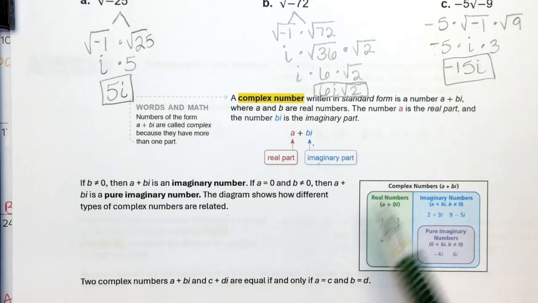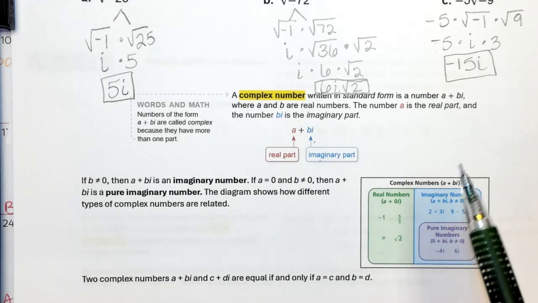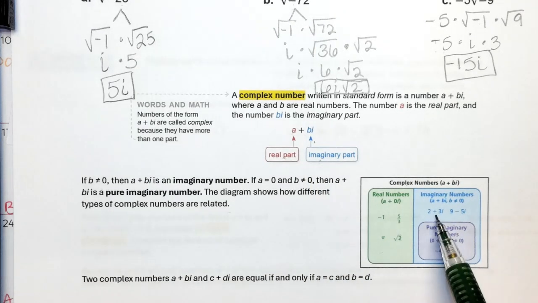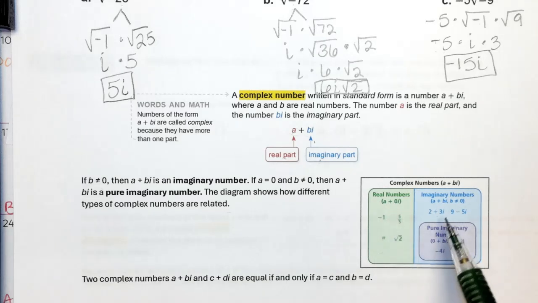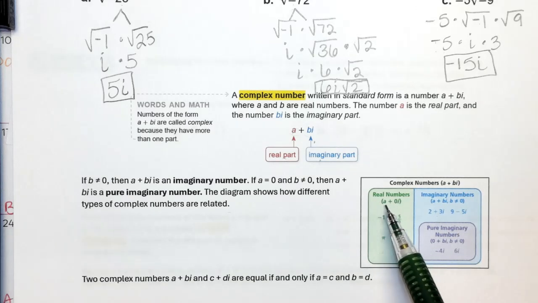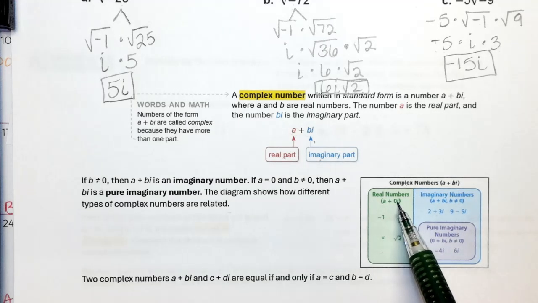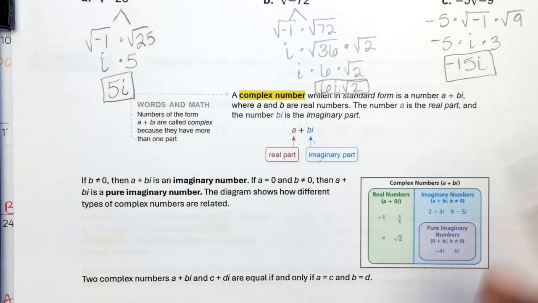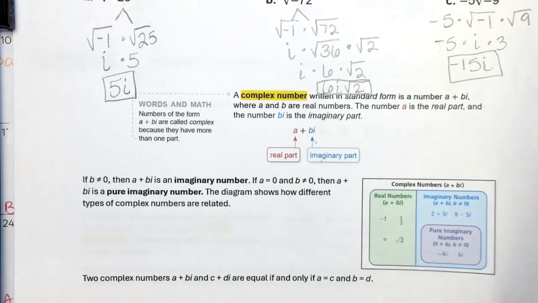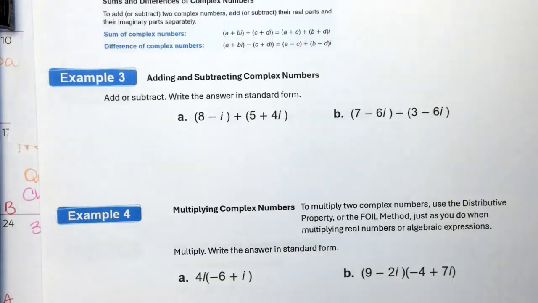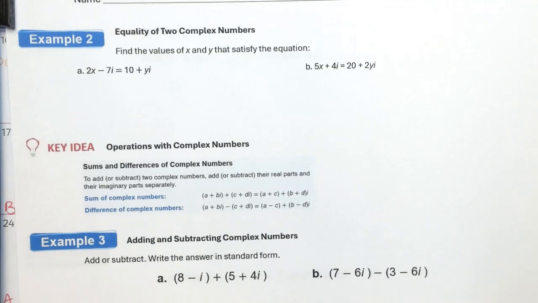All right, and there's just some information for you. Your complex numbers are not real numbers, so our real numbers are separate. If you get an answer where you're multiplying 0 times i, it would fall in this category. All right, so this is just a reference, to give you some information. Let's go give these a try.